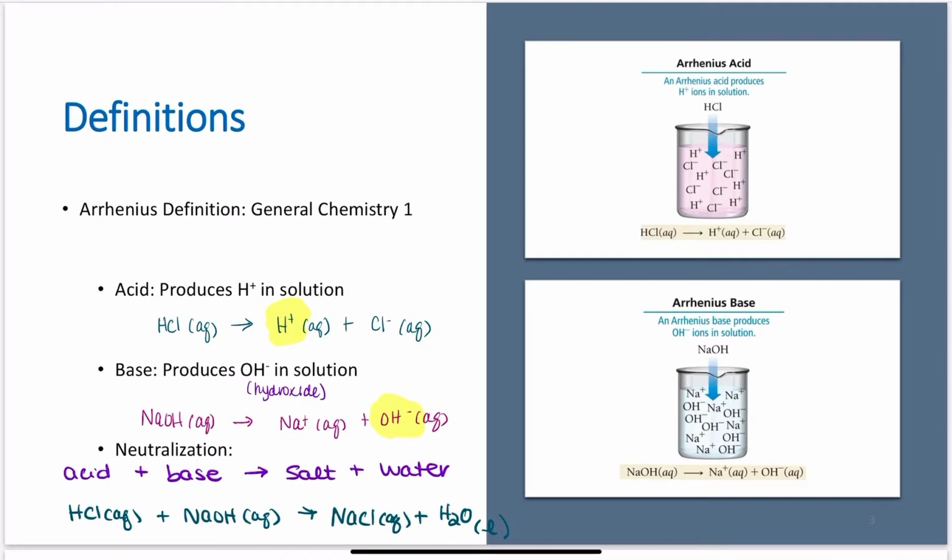And we can see the pictures here as well. An Arrhenius acid produces H+ ions in solution. An Arrhenius base produces OH- ions in solution. These again are definitions from Chem 1, but you need to have these in the back of your head at all times.